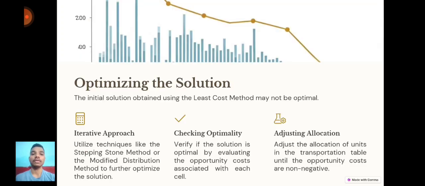Optimizing the solution. The initial solution obtained using the least cost method may not be optimal. Iterative approach. Utilize techniques like the stepping stone method or the modified distribution method to further optimize the solution. Checking optimality. Verify if the solution is optimal by evaluating the opportunity costs associated with each cell. Adjusting allocation. Adjust the allocation of units in the transportation table until the opportunity costs are non-negative.